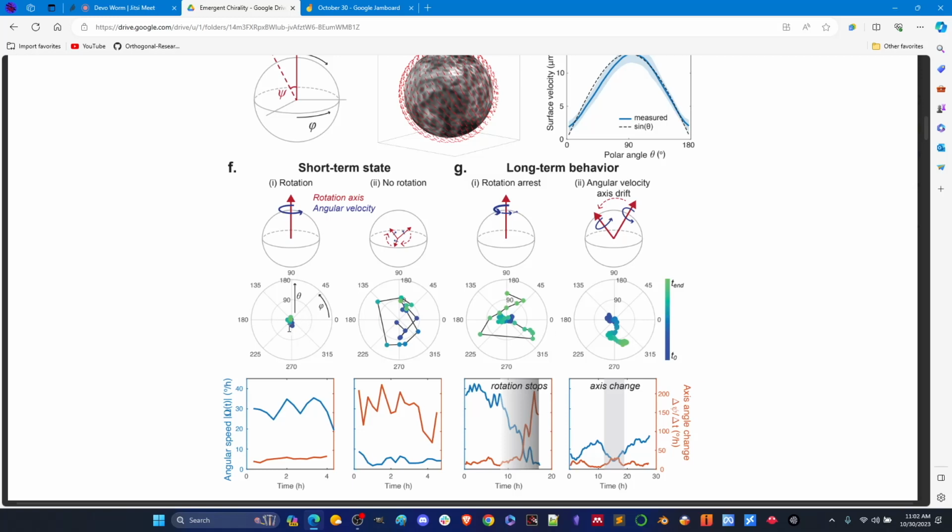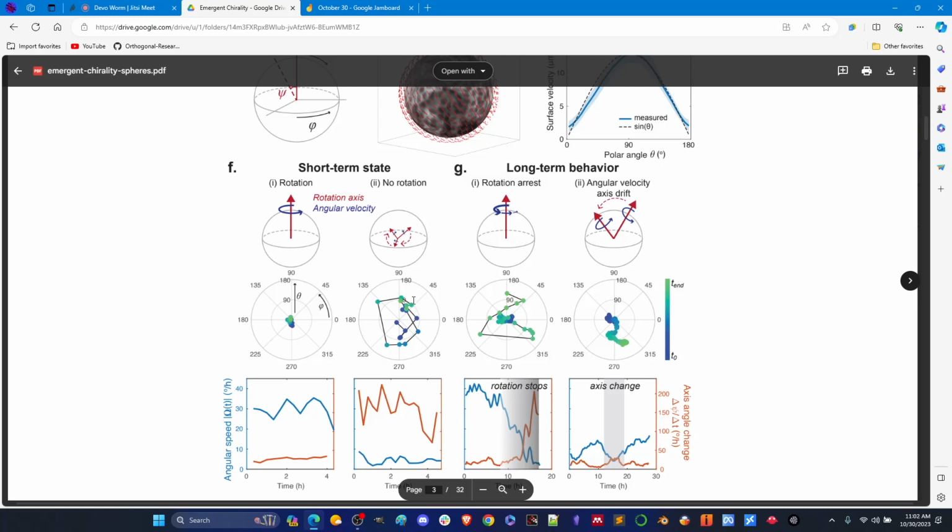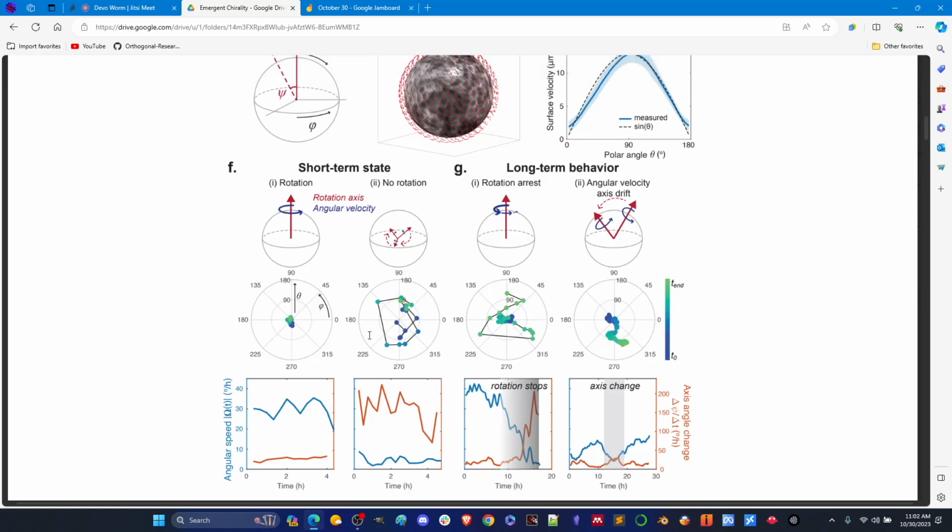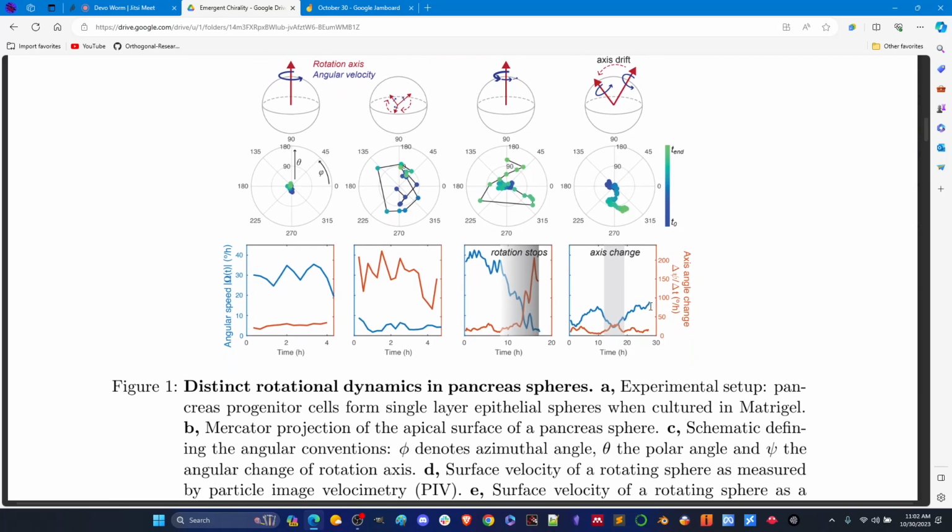And in the first case of rotation, normal rotation, everything is basically in the same place. In this example of no rotation, you have these points at the beginning start kind of at the pole and then drift away, but there's no pattern to it. In rotation arrest, you get drifting away from the pole over time, and then angular velocity axis drift actually leads to this stable symmetry breaking. So you can see here where the axis changes measured over time, and you can see the differences.